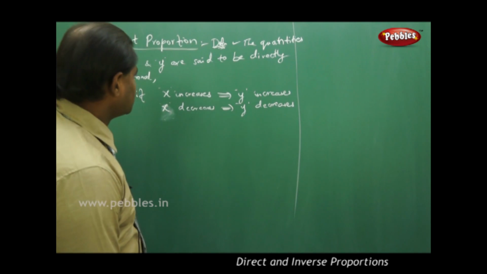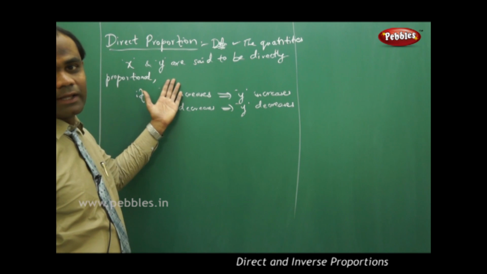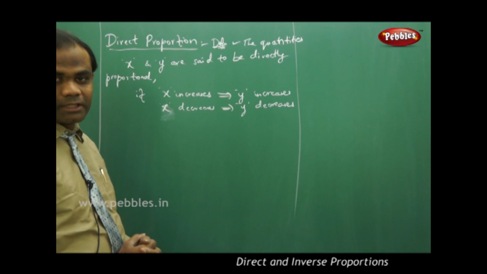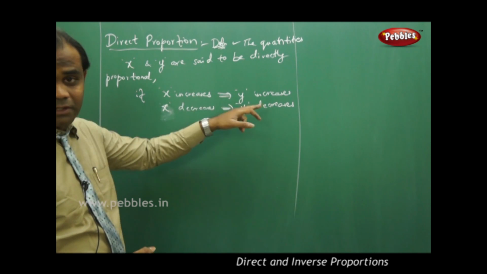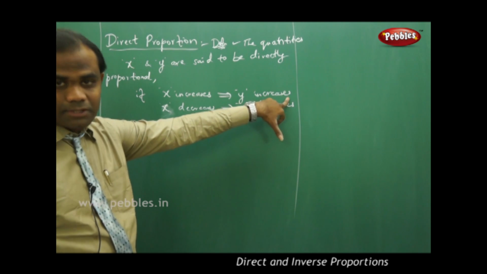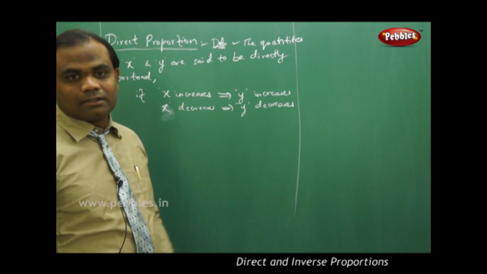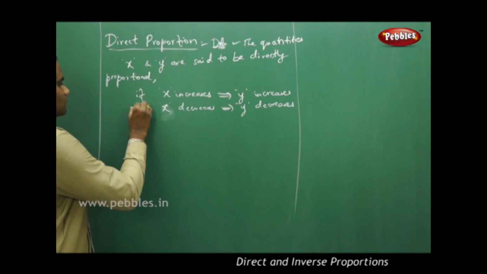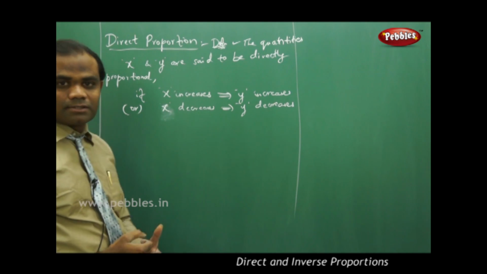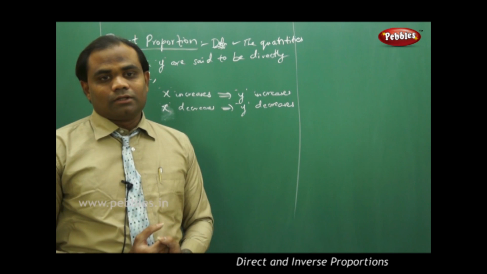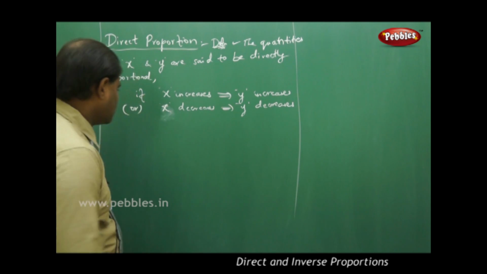So with the definition, the quantities x and y are said to be directly proportional if I understand mathematically that when x increases, y equally increases at the same time, and when x decreases, y equally decreases at the same time. With either of these cases, I understand that the two quantities are directly proportional.